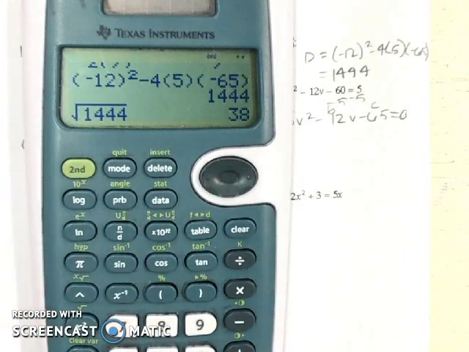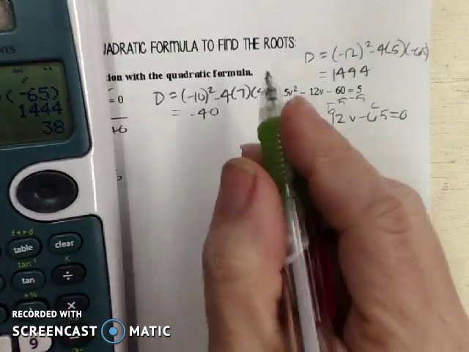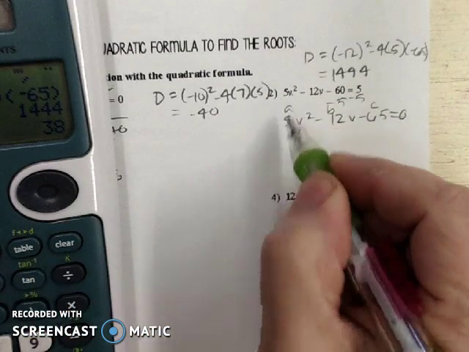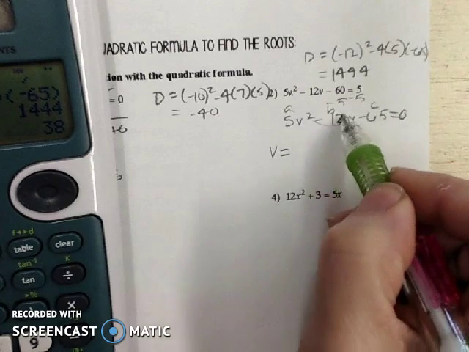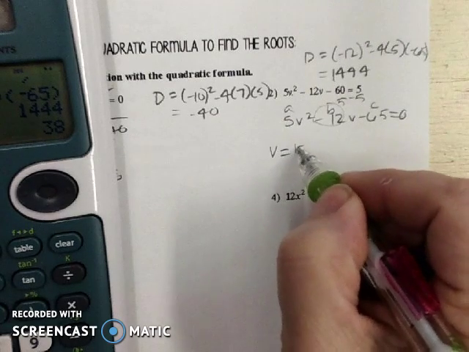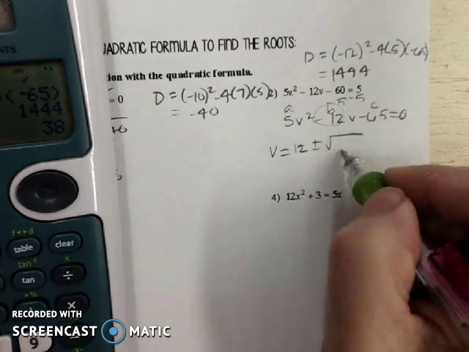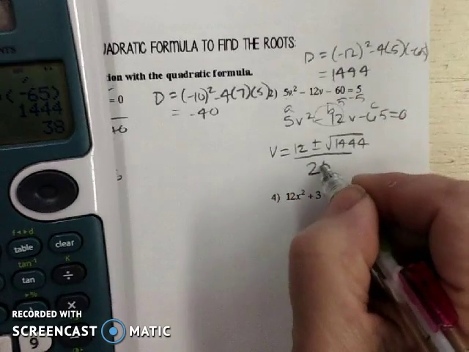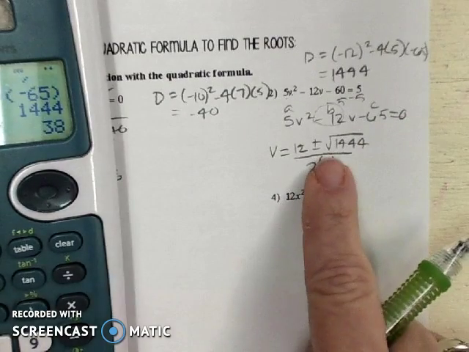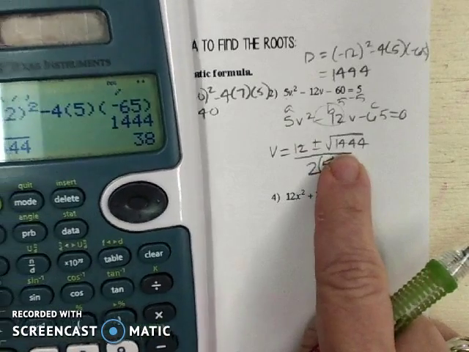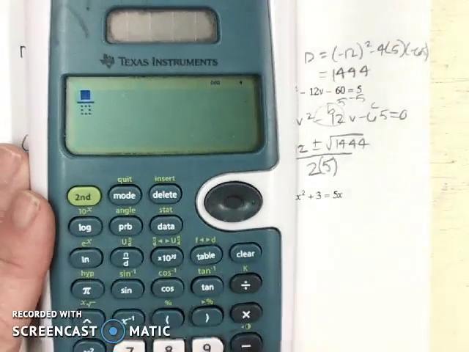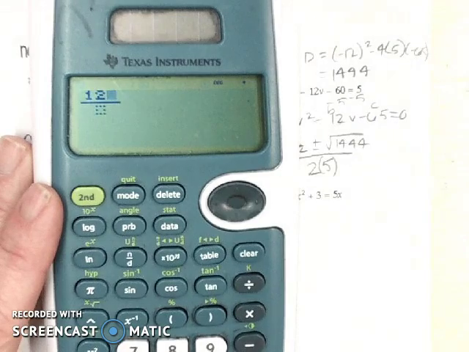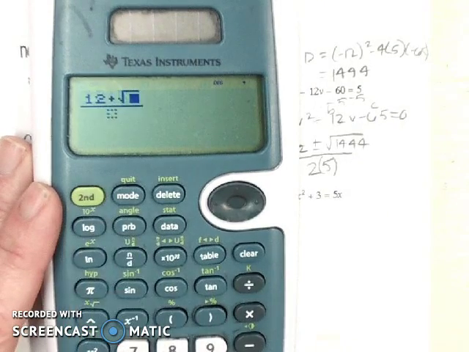Oh, beautiful. That was a perfect square. So here's what I got. My variable is v, which is equal to the opposite of b, so that's a positive 12, plus or minus the square root of 1444 over 2 times a, which is 5. If you already know the square root of 1444 is 38, and you type in this fraction, 12 plus the square root of 1444 over 2 times 5, it is 10.